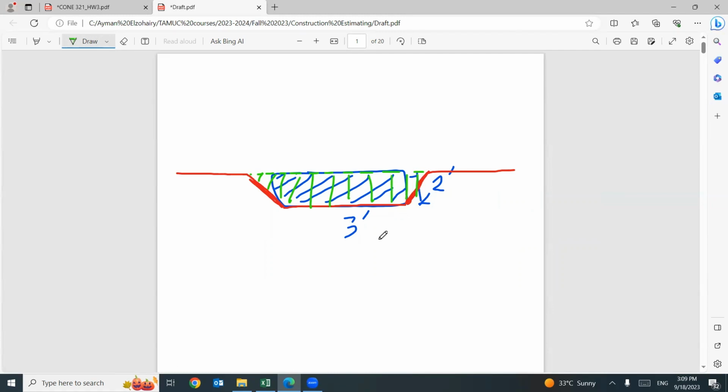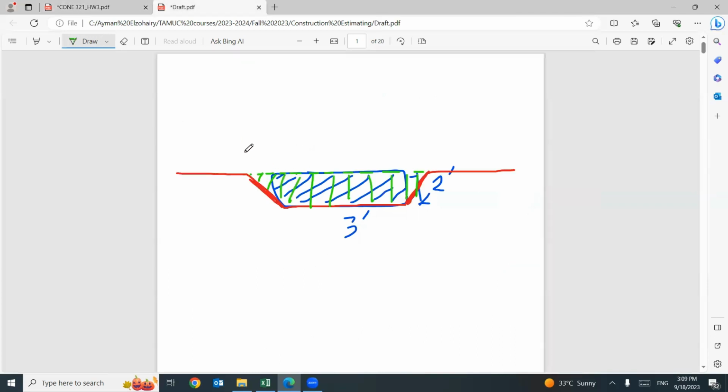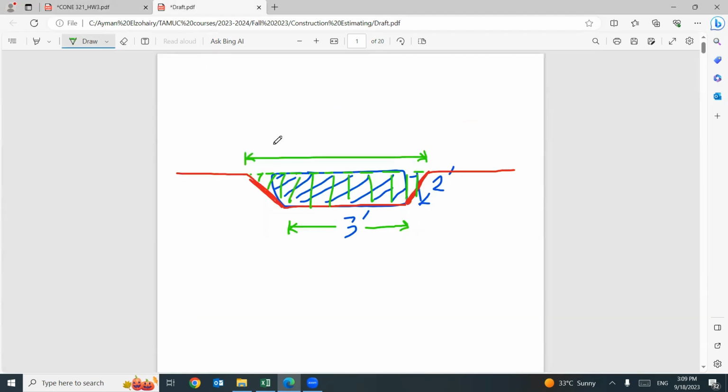Does that make sense? If you are able to figure out the area of this trapezoid and then multiply this area by the perimeter of this building, you can get the volume of soil that needs to be excavated. Does that make sense? So let's focus here. I need to figure out the width of the top of the excavation, because the bottom is 3 feet, based on the grade beam width.